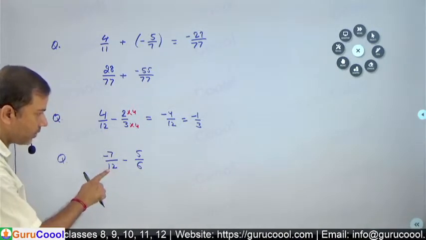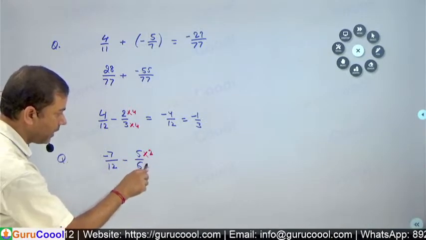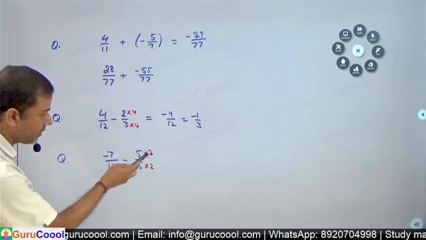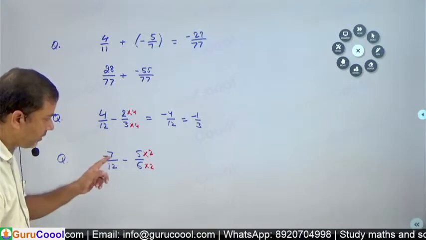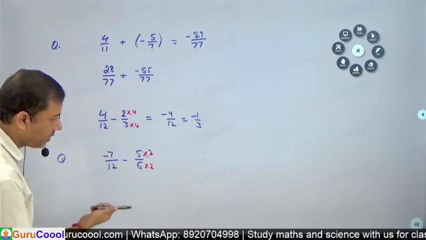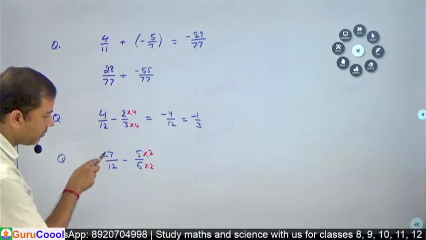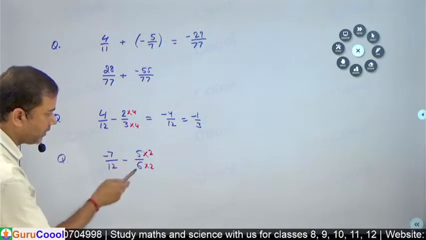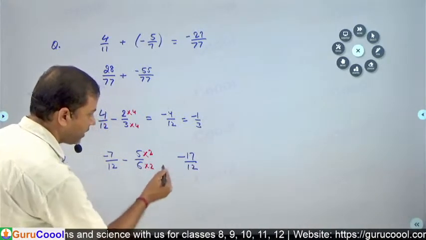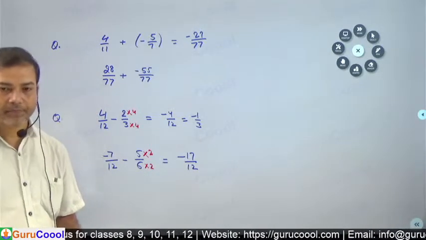So the first denominator is 12, the second denominator is 6. If we multiply with 2 in them, it becomes minus 7 minus 10. So minus 17. Now the denominators are already the same, so we don't care about the denominator. We directly add the numerators. Minus 7 minus 10, minus 17, and 12 in the denominator. Is that right? Yes, sir. David? Yes, sir.